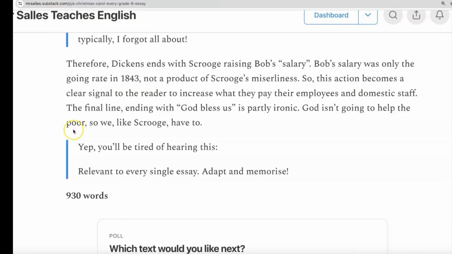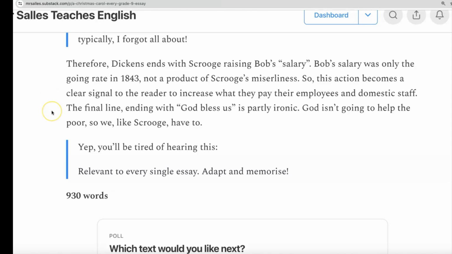The next thing to see is that your conclusion needs to deal with the end of the text. So here we have, therefore, Dickens ends with Scrooge raising Bob's salary. Bob's salary was only the going rate in 1843, not a product of Scrooge's miserliness. So this action becomes a clear signal to the reader to increase what they pay their employees and domestic staff.